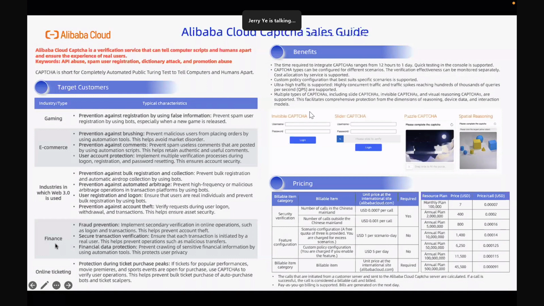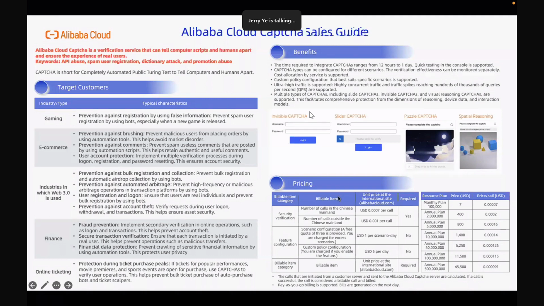For the finance industries, it is fraud prevention, secure transaction verification, and online ticketing. For this type of customer, they mainly focus on protection during ticket purchase peaks, especially in promotion activities or shopping festivals. We provide invisible Captcha, slider Captcha, puzzle Captcha, and spatial reasoning. So it is very comprehensive, and it takes only several hours to do the integration work for your web service or your app.